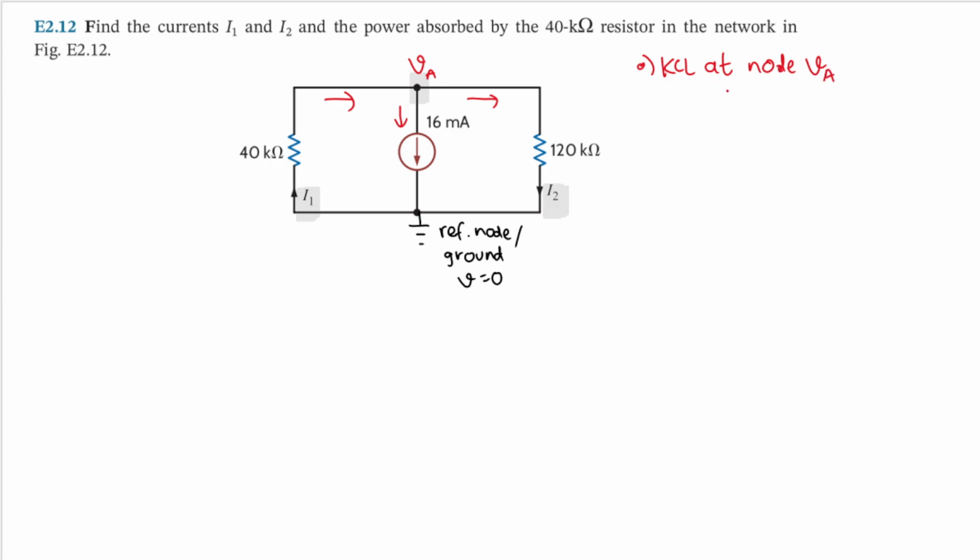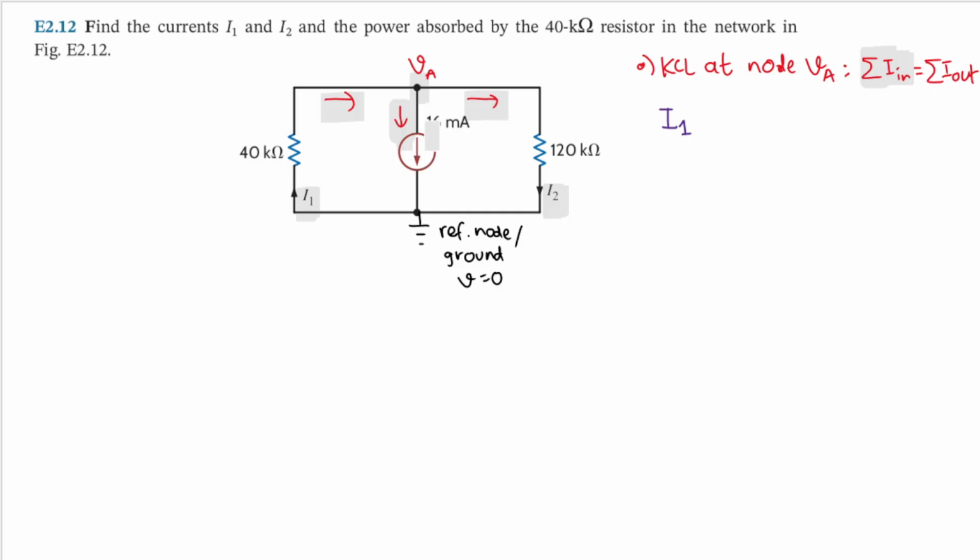Okay, what does KCL say? KCL says that the sum of the currents that go in will equal the sum of the currents that go out. Okay, let's see here. The only current that goes in is this one, which is I1. So I will write I1 here as the only current that goes in. And there are two currents that go out. We have this one and that one. And we start from this one first.